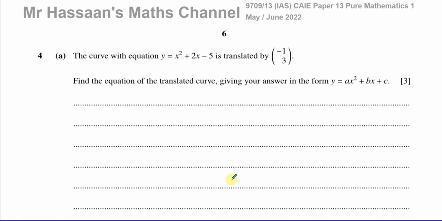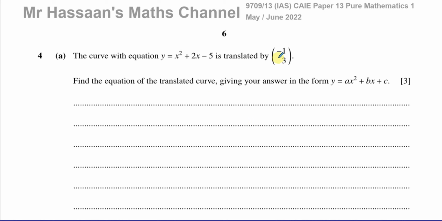I'm now answering question number 4 from the May-June 2022 9709 Cambridge A-level paper, variant 1-3. This is the pure mathematics paper, and here we have a question about a curve which has equation y equals x squared plus 2x minus 5. It's translated by the vector minus 1, 3. You're going to find the equation of the translated curve, giving your answer in the form y equals ax squared plus bx plus c.